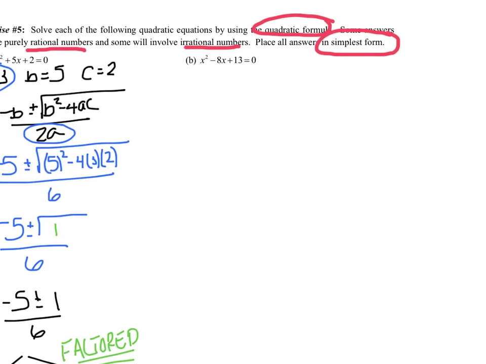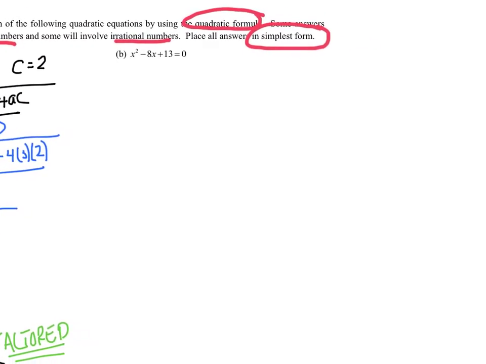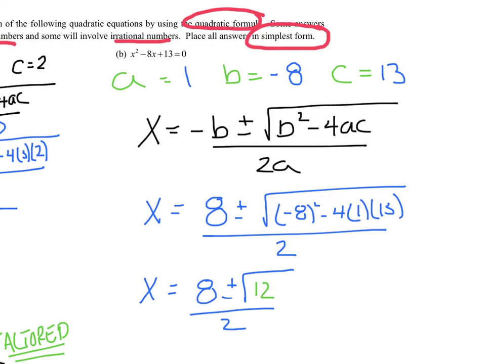All right, let's try the next one. Same thing, let's identify our A, our B, and our C. I would say A is 1, B is negative 8, and C is 13. All right, now again, we don't get the best practice unless you actually pause it and try it on your own. So set up the formula, pause it, go as far as you can, and see if we get the same thing. Don't cheat yourself now. How does mine look compared to yours?